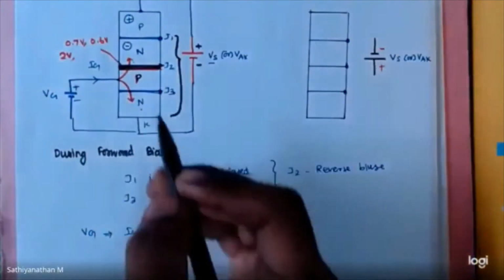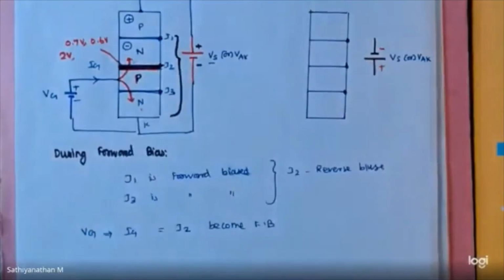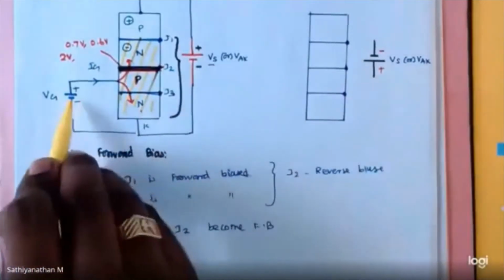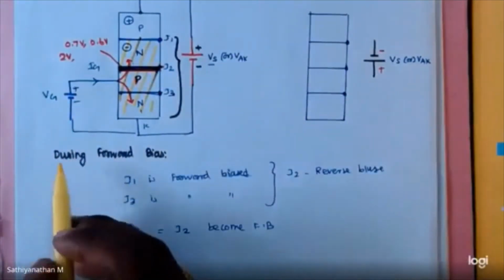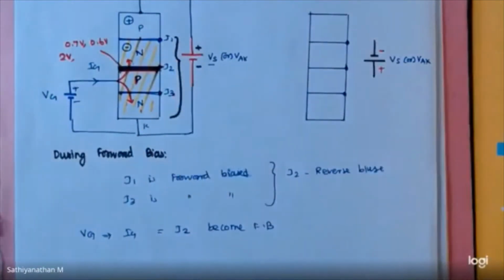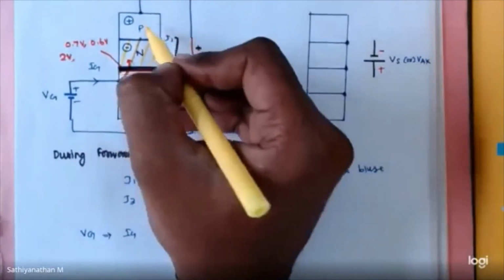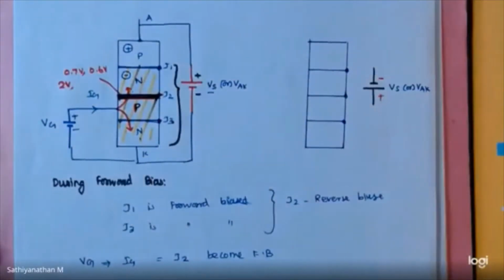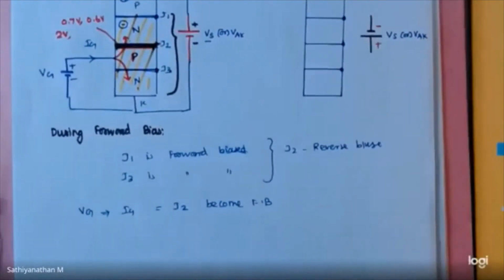So as a whole, these three layers will act as an N layer because they start to conduct due to the external supply, the gate voltage. All three layers start to conduct, so it will act as an N layer. So you have one P layer and one N layer after conduction. Okay, so now the SCR starts to conduct.